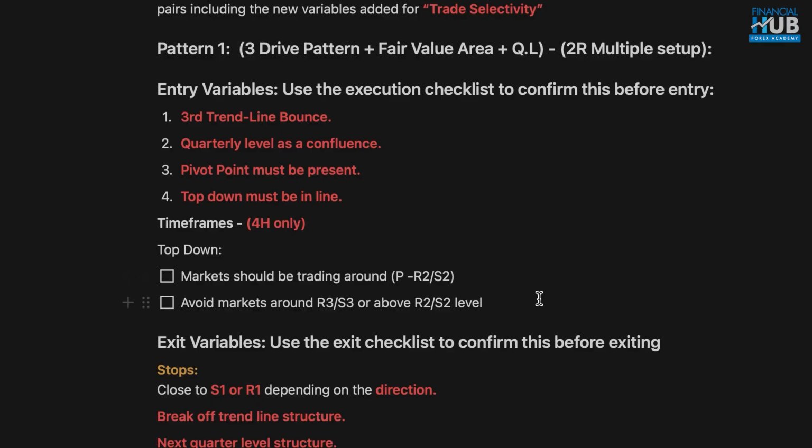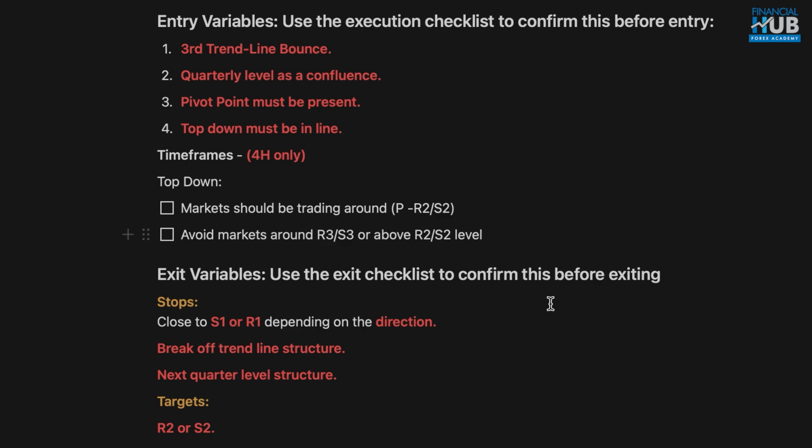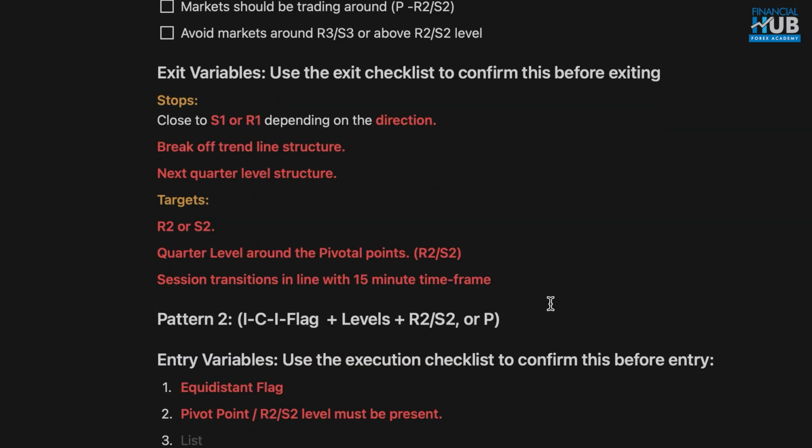Okay. So top down, I'm looking at markets trading between fair value, R2 and S2, and avoiding markets which are trading in extreme valuation levels. If markets are overvalued or undervalued, I don't touch those markets. I stay away from them. Then I have exit variables, what takes me out of the market. And if you've observed my trading, it's not static. I don't say I'll come in here and I must get out there. No, I play around the rules. So for example, my stops come in categories. The first stop is close to S1 or R1 depending on the direction.